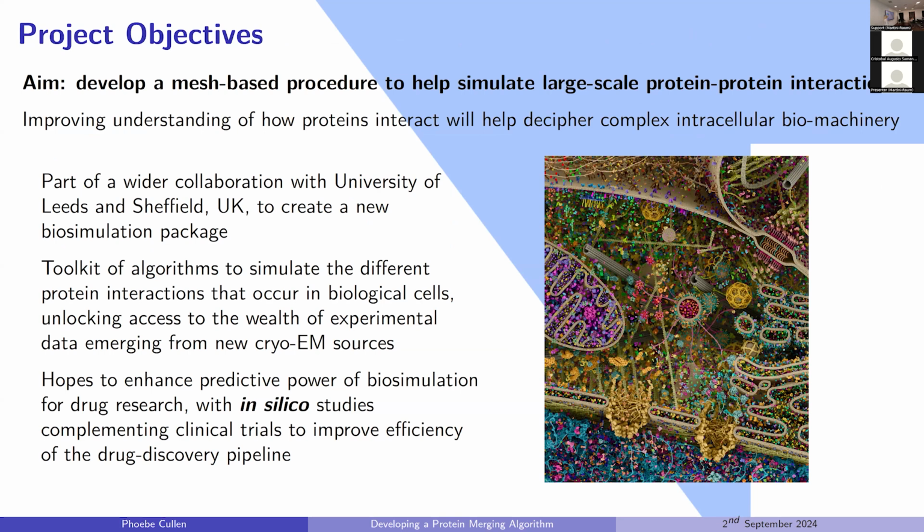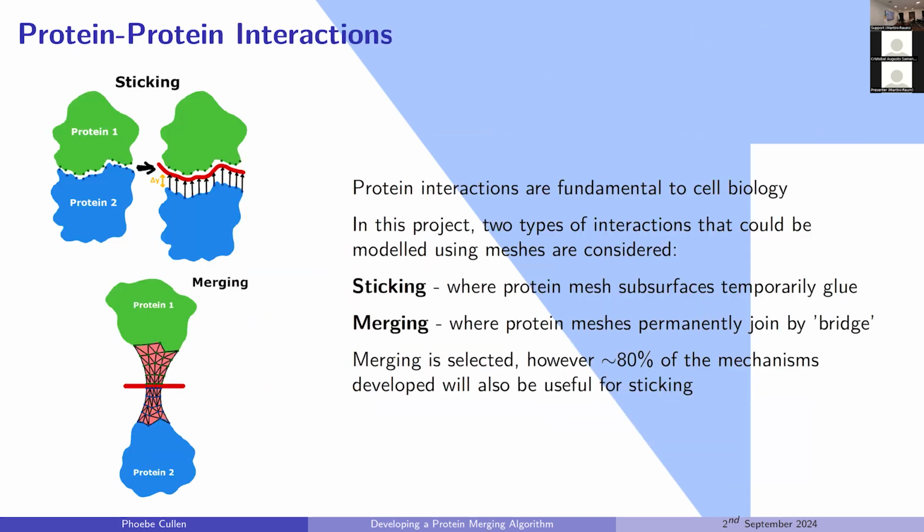So protein-protein interactions are fundamental to cell life. In this project, we've identified 2 main protein interactions that can be simulated using a mesh-based approach. First is sticking, which I've drawn on the top left there, where 2 proteins form a temporary interaction by sticking at an averaged interface, which I've drawn in red here, between the 2 meshes. Now, this is more biologically realistic for cells. However, it might be much harder to compute.